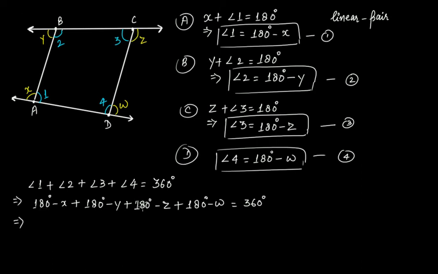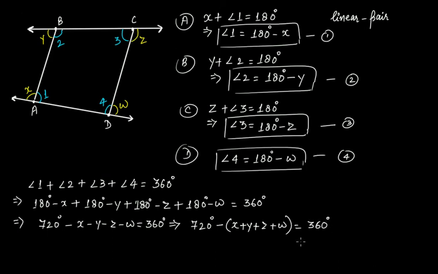180 plus 180 plus 180 plus 180, this is 720 degrees, minus X minus Y minus Z minus W is equal to 360 degrees. We can write this as 720 degrees minus, and then within the bracket, X plus Y plus Z plus W is equal to 360 degrees. Because when you open this bracket, this becomes minus X minus Y minus Z and minus W.